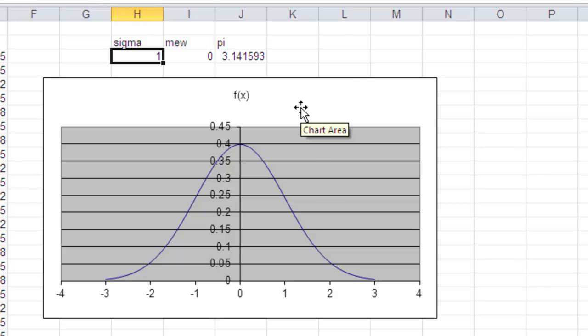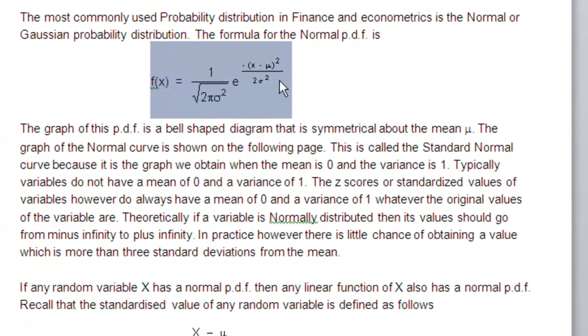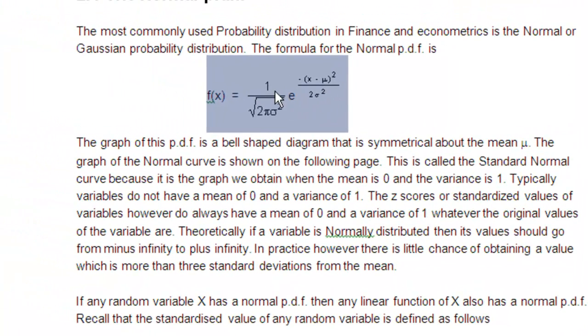If we are trying to use this distribution to make probability statements about the future, what we'd actually have to do is work out the probability by working out the areas under the curves. Now the area under a curve, as you remember from your calculus, involves finding the integral of this. So you'd have to use integral calculus to find the area under the curve. That would be tough.